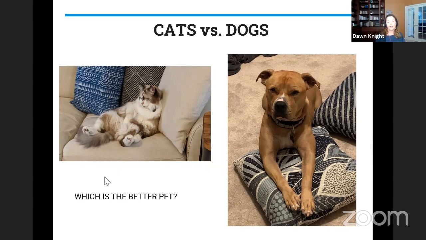So on the left, you'll see my sister's cat, Miss Kitty. And on the right, you see my dog, Barley, who's clearly looking very regal. They're both rescues, but to be honest, they probably rescued us more than we rescued them.